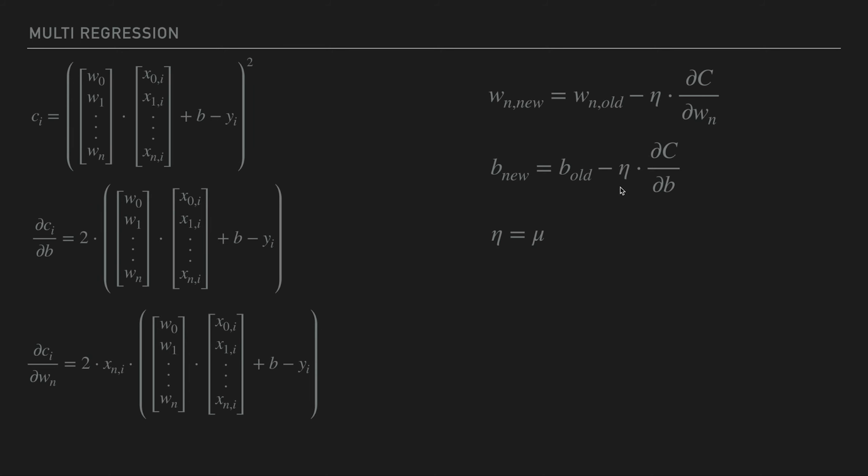Again, this eta here is the learning rate. In our linear regression video we used mu, but it's okay. We'll actually use this one because it's more common in artificial intelligence and neural networks. Great, so let's go ahead and move to our code.